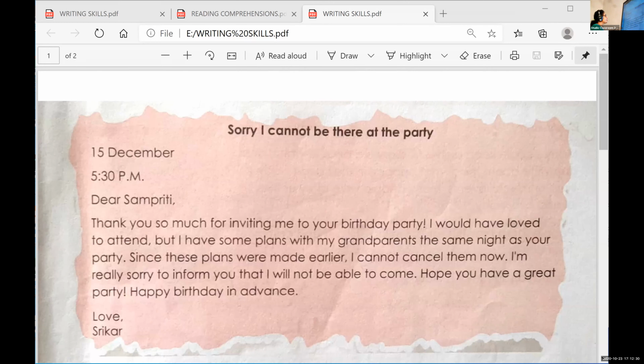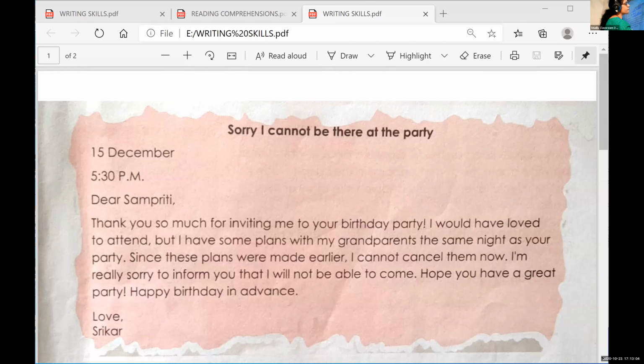And then you can see on the left side, what are the things given? Date and month is given. Then time is given. And then this is called salutation, or you are addressing the person. So, all these should be written on the left side.